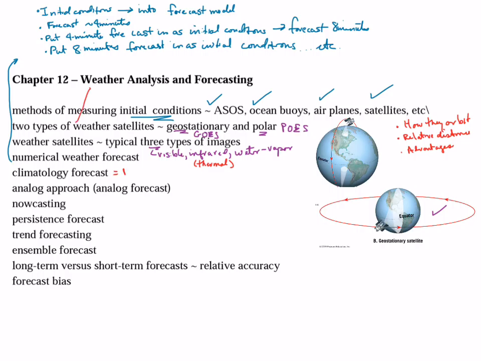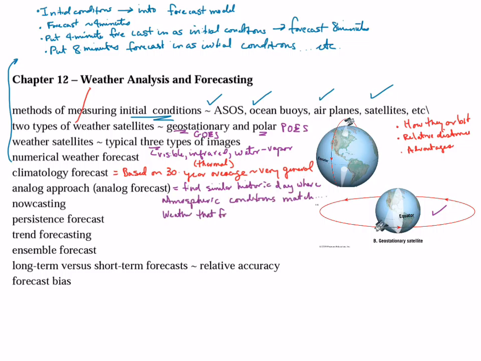Climatological forecasts use a 30-year average to estimate or forecast what the weather is going to do for a general region, general time of year. The analog approach is where you find a similar day with similar conditions of the atmosphere in the past, and whatever the day after that ended up being, that's what you would forecast the weather to be.